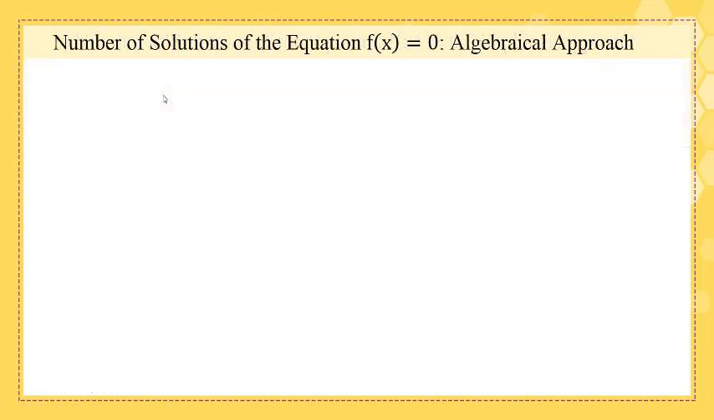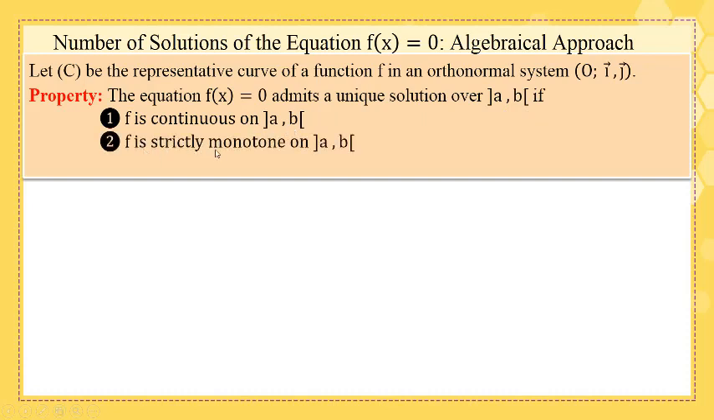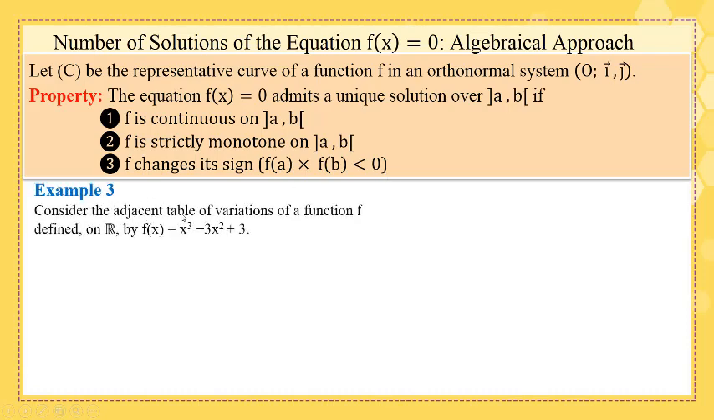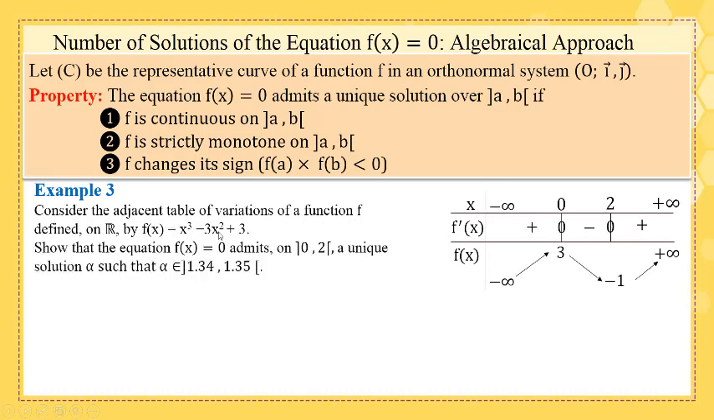Now we will go to the second way in order to determine the number of solutions of the equation f of x equals 0 by using the table of variations. Property. The equation f of x equals 0 admits a unique solution over AB if f is continuous on AB, f is strictly monotone on AB, and f changes its sign, or f of a times f of b is negative. Example: consider the adjacent table of variations of a function f, defined by the following expression.